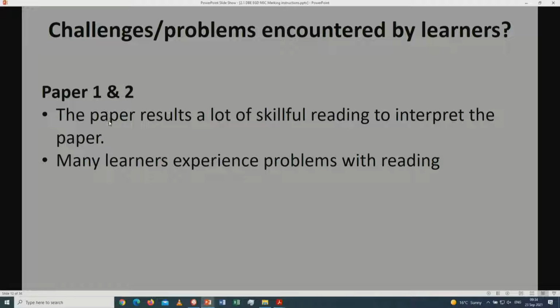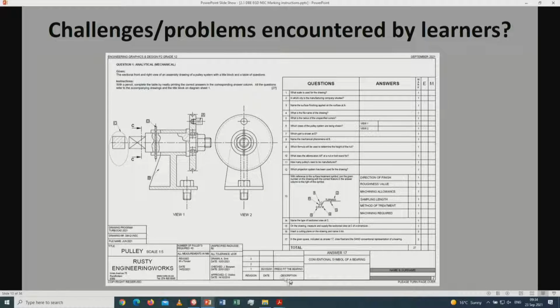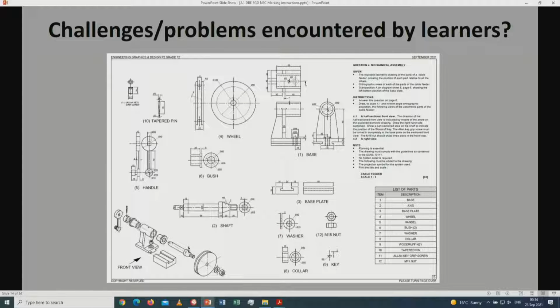Of course, paper 1 and paper 2 need skillful reading in many cases. All right, so this skillful reading and the interpretation of that is very important for learners, and many learners have got a problem with reading. Now, ladies and gentlemen, if you take a look at this paper over here, there's a lot of reading over here. And from one paper to the next paper, these objects will not be in the same position or in the same place. So if you go to paper 2, question number 4, again, that part over here can also sometimes be on the left-hand side, on the bottom or the top or whatever the case might be.